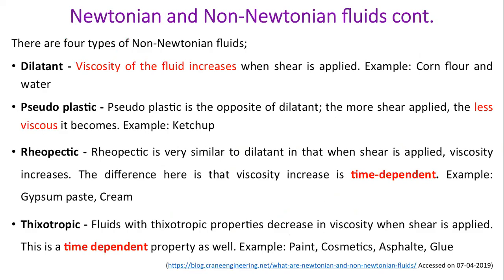And there are 4 types of non-Newtonian fluids: dilatant, pseudoplastic, rheopectic, and thixotropic. So there are 4 types. The first one, viscosity increases with the shear. I will show you some examples. When it comes to pseudoplastic, viscosity decreases when we are shearing.